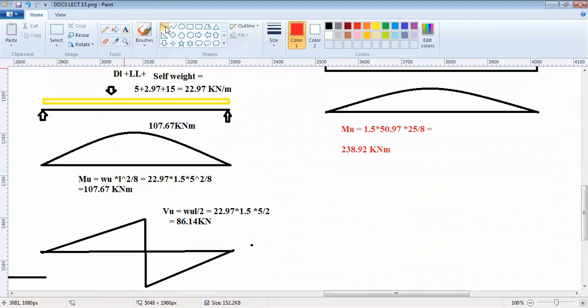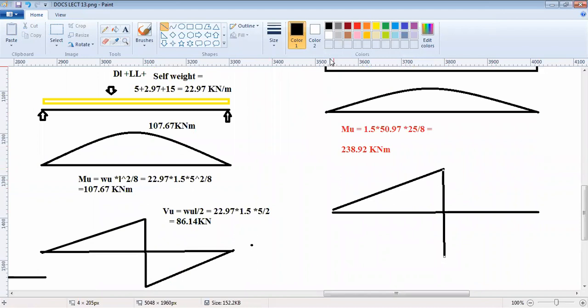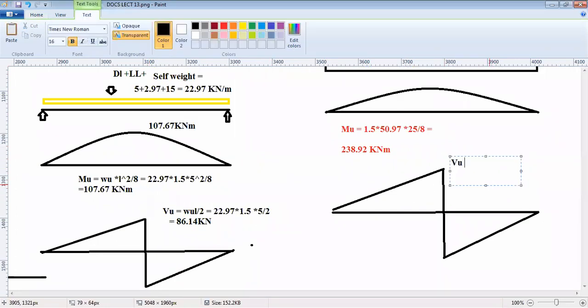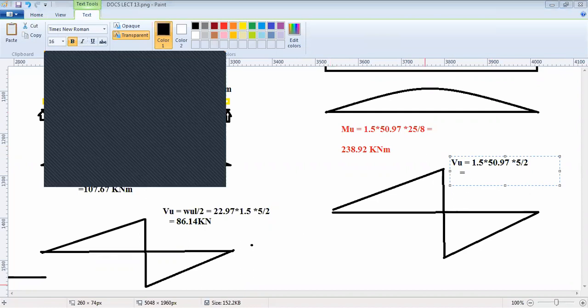And your shear force is Vu, which is WL, that's 1.5 into 50.97 into L. L is 5, divided by 2. So that is 191.13.